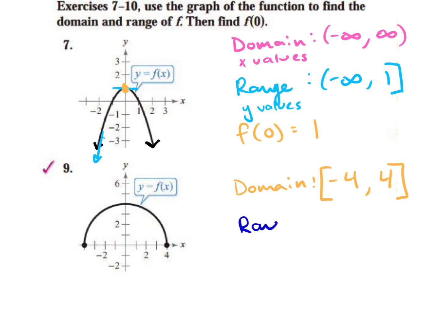Then for our range, what's the smallest y value that our graph has? 0. Awesome. If we start at the bottom, our graph doesn't start until 0 here. So 0, it's a closed circle, so we'd put a bracket. What's the largest y value that our graph has? 4. Bracket or parentheses? Bracket.